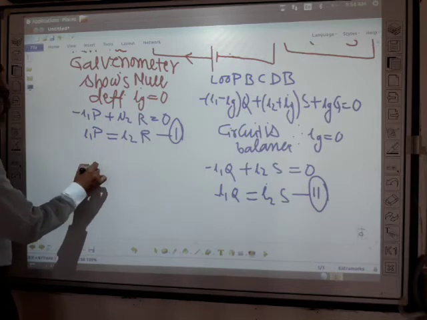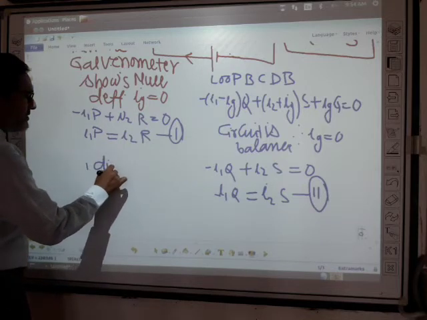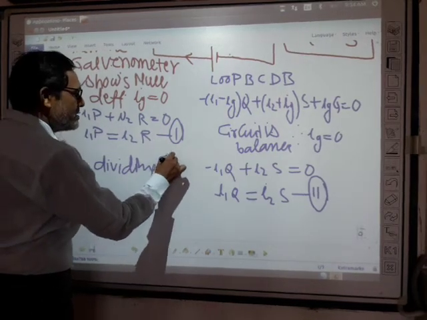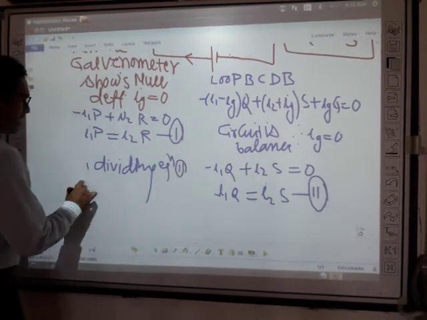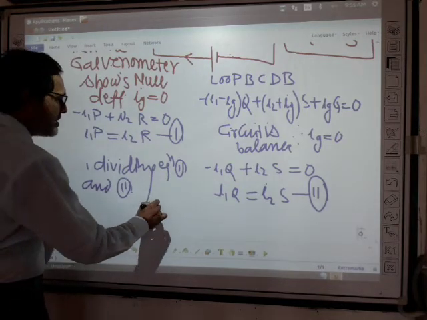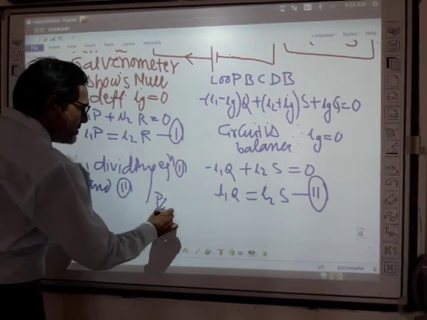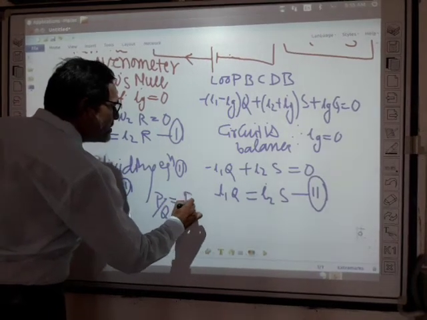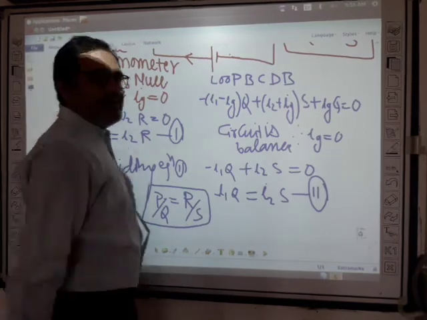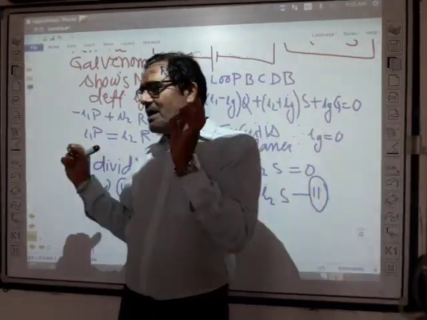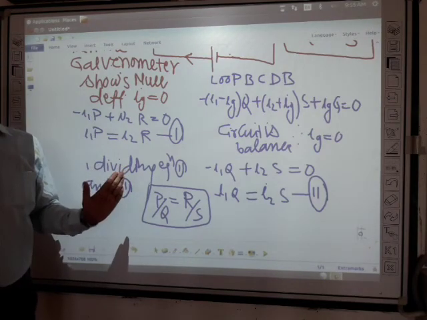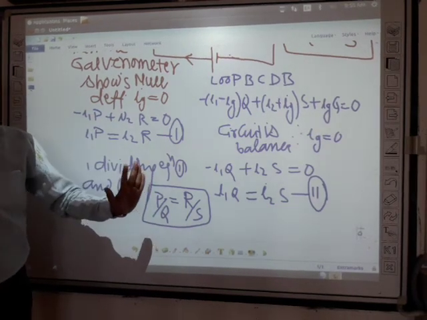Dividing equation first and second, you get P upon Q is equal to R upon S. This is the Wheatstone bridge. Very important, very effective.